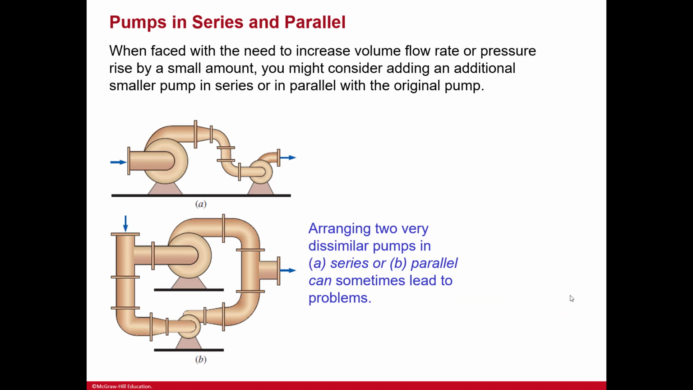So here, if we need to increase volume flow rate or pressure by just a small amount, we can add an additional pump or a smaller pump, and we can do so in series. So that's one after another. First it would be 1, then moving on to another it would be 2. Or you can do it in parallel. So that's going in, and then you would have flows going in, and then both exiting in parallel.